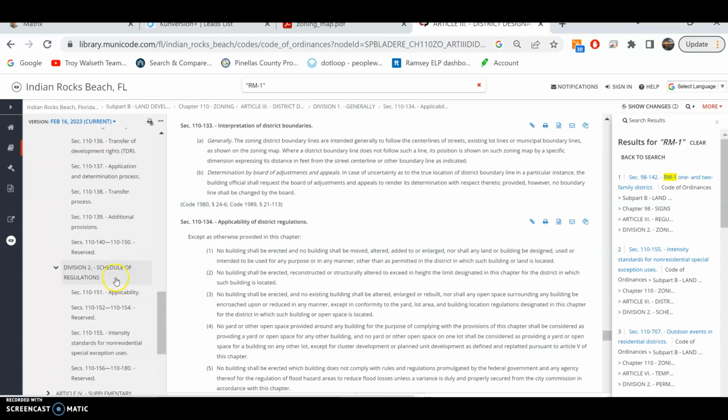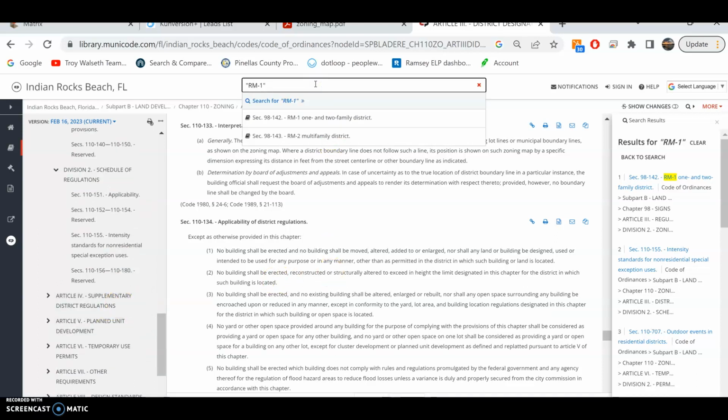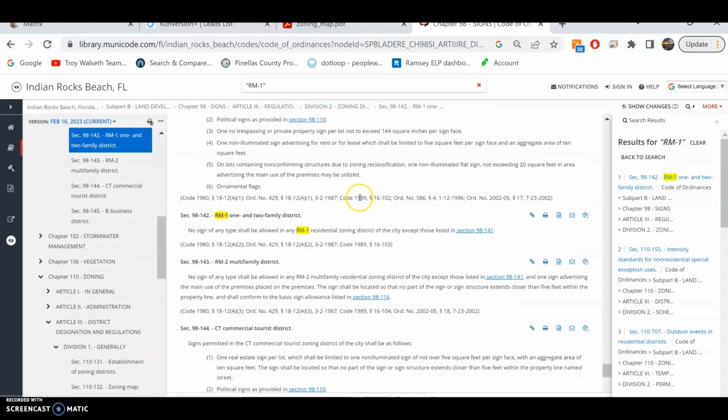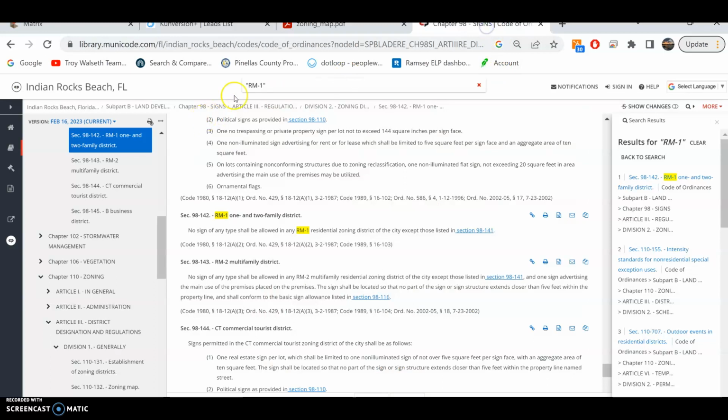This is a lot easier to find in almost any other city. You literally just search RM1. And the question is going to be about townhouses, right? There was something on the side talking about future planned unit developments. Medium density duplex residential. So I came up with this.